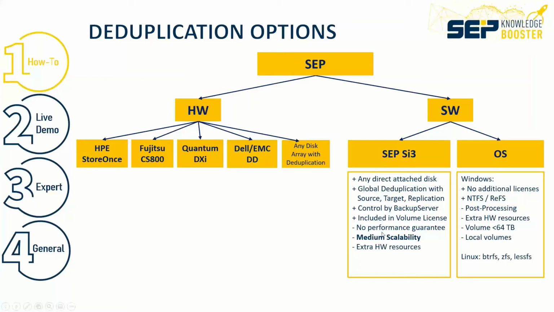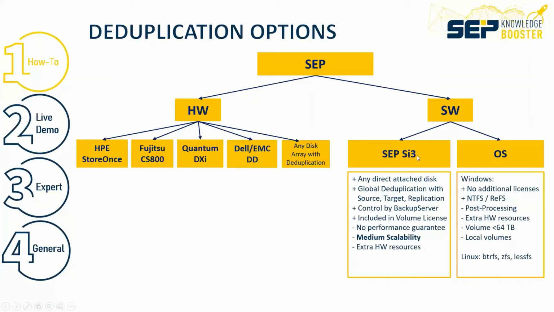So if you need some performance guarantees, some scalability, formal SLAs and so on, you should use one of these dedup appliances. We have medium scalability. If it scales up to a huge amount of data, hundreds of terabytes, petabytes and so on, then it's definitely better to use one of these dedup appliances. They have their advantages on this side.